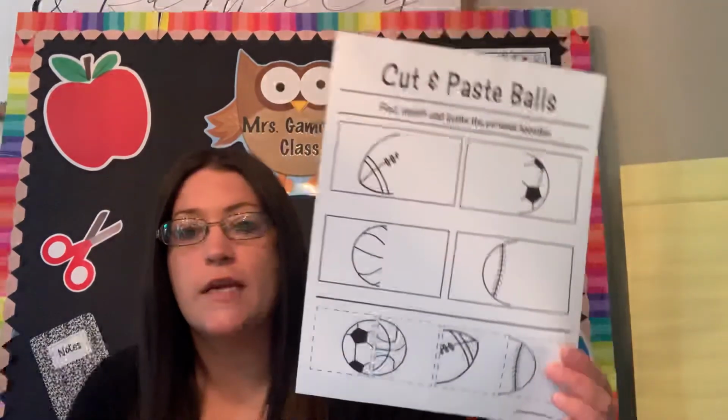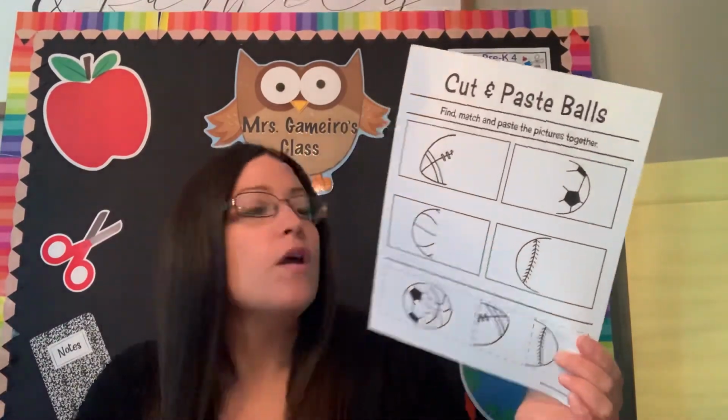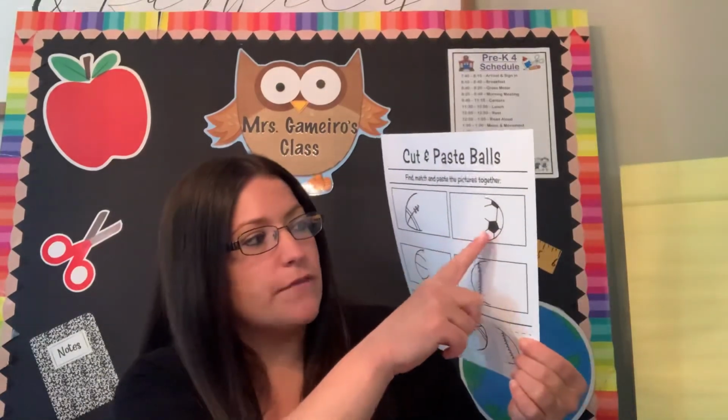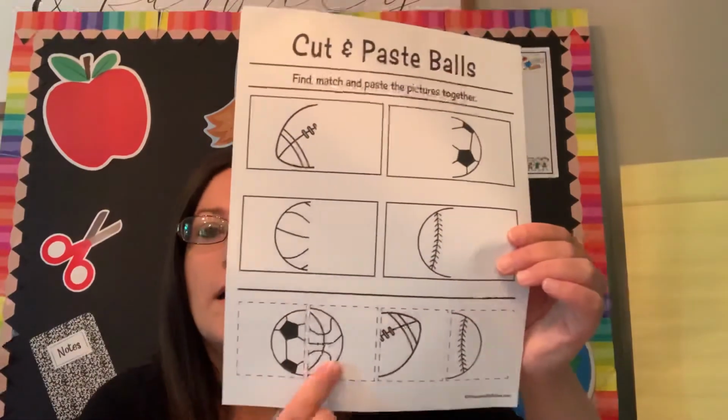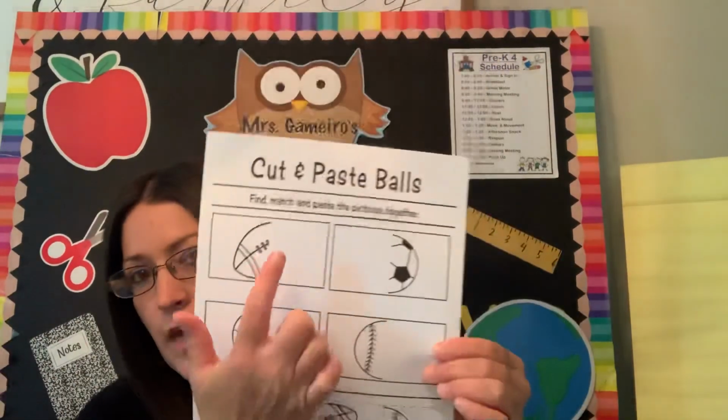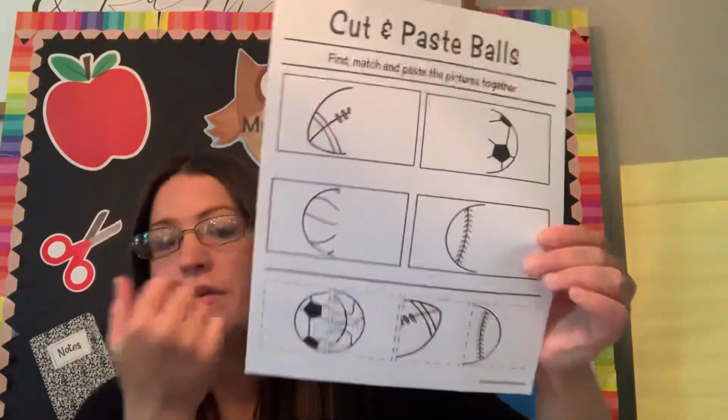So try and find things at home that are hollow and solid. See what you guys come up with. So today for our morning center activity, we are going to do a cut and paste balls. It looks like this. You have half of a football, half of a soccer ball, half of a basketball, and half of a baseball. I want you to cut out the other halves and glue them on where they go to finish the picture.